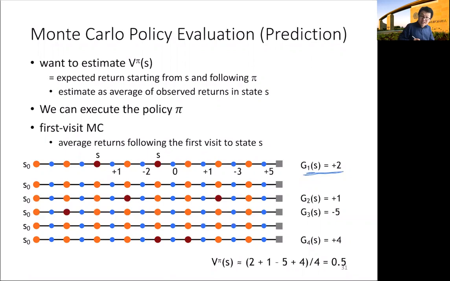So how about discounting? Suppose we are in the discounted setting, then G1 would be 0 plus gamma times 1 plus 0 plus gamma cubed times minus 2, and so on. So that will give me an estimate of the corresponding discounted reward.